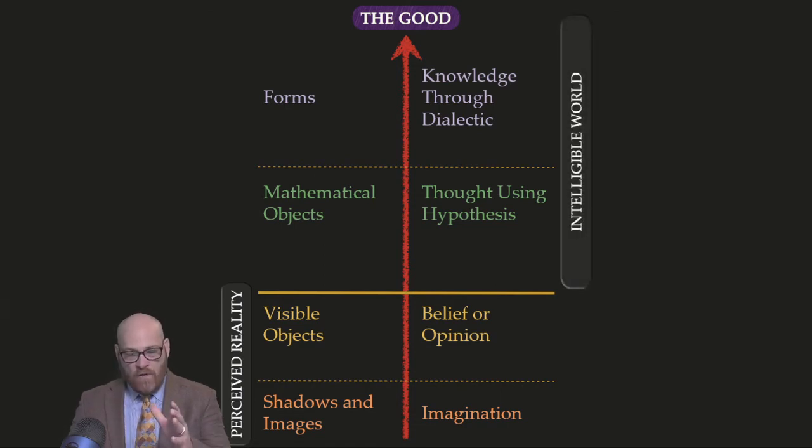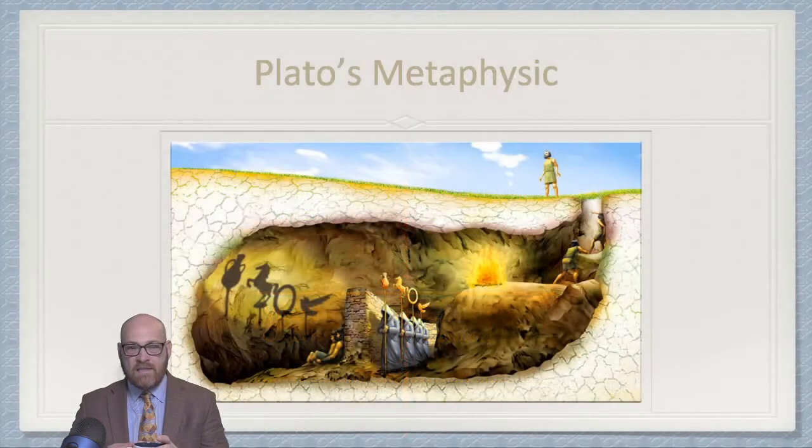So what we sense, that's just perceived reality. But the true world, the world of the forms, this intelligible world, is where we arrive at our conclusions through reason. So another way to illustrate this, and this is the most famous of the illustrations, this is Plato's Allegory of the Cave.